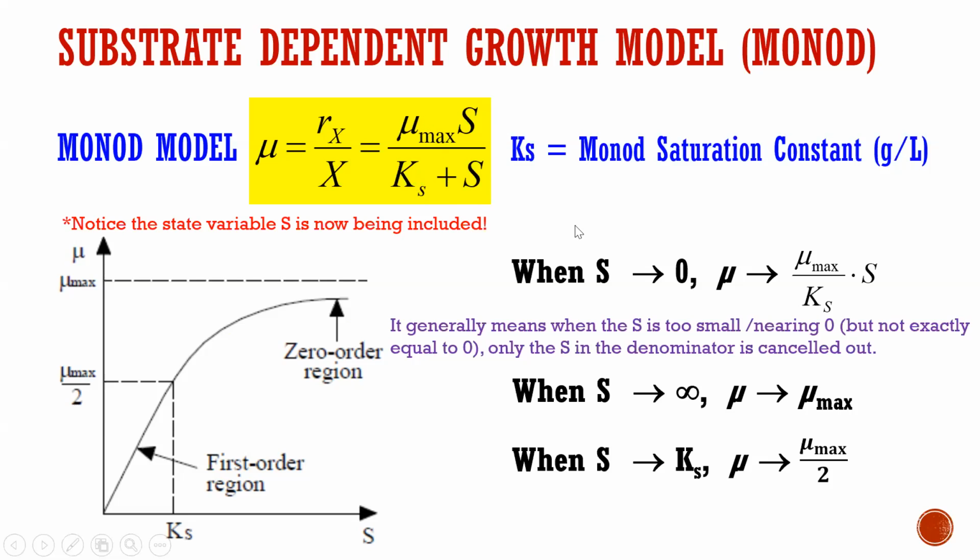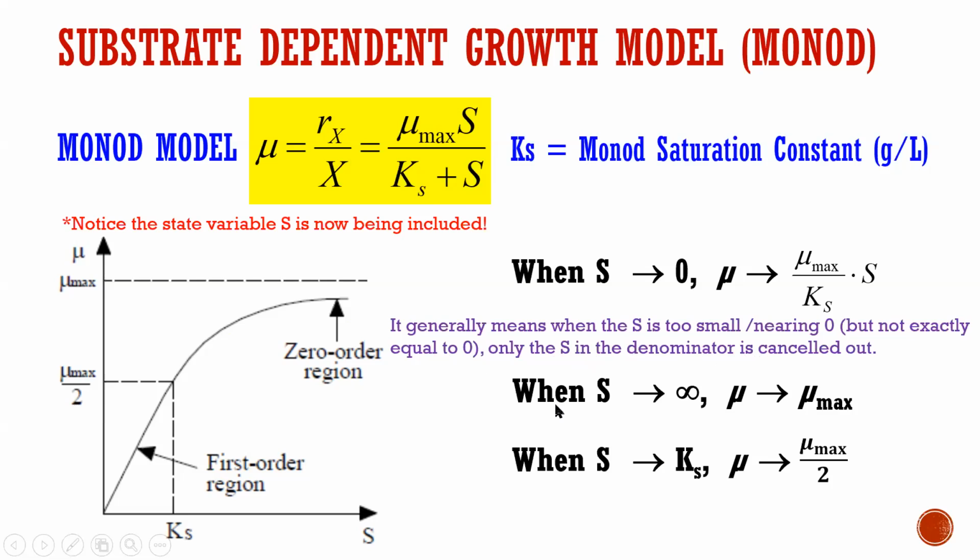And therefore, in the equation, when S is nearing zero, you get mu equal to mu max times S divided by Ks, right? I hope it is clear. So it generally means that when S is too small or nearing zero, but not exactly equal to zero, only the substrate in the denominator is cancelled out, right? In the denominator at this region, this S is being removed.